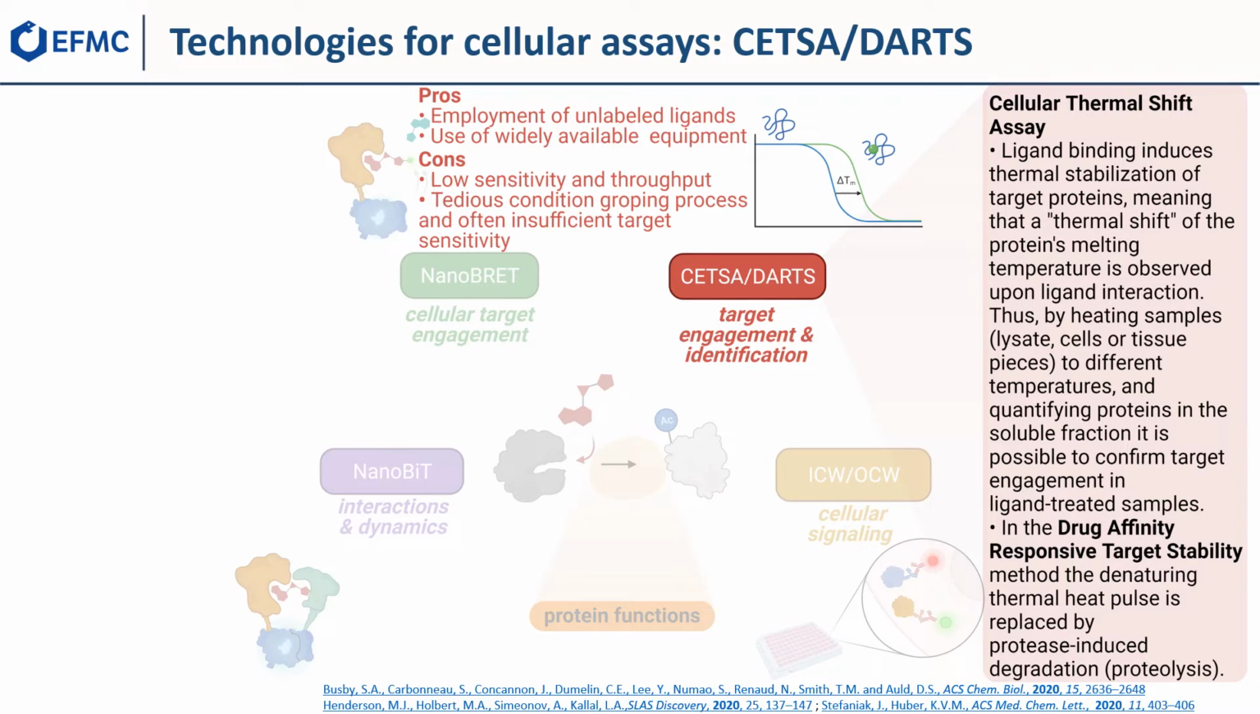A key advantage is that CETSA doesn't require chemical modification of the compound of interest. It is readily adaptable to a microplate screening format for high-throughput target engagement studies, either through fusion to a reporter including enzyme complementation strategies, the use of AlphaLISA double antibody proximity assays, or an imaging readout. On the other hand, CETSA suffers from a few drawbacks, such as the tedious condition grouping process and insufficient target sensitivity, as well as the low throughput.